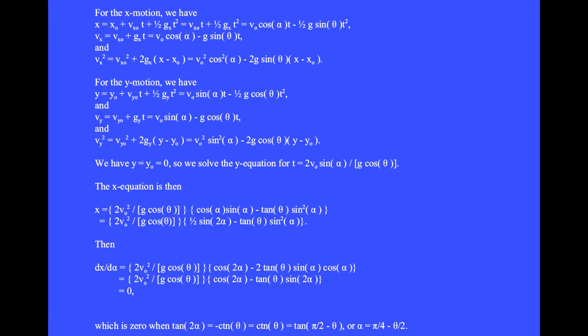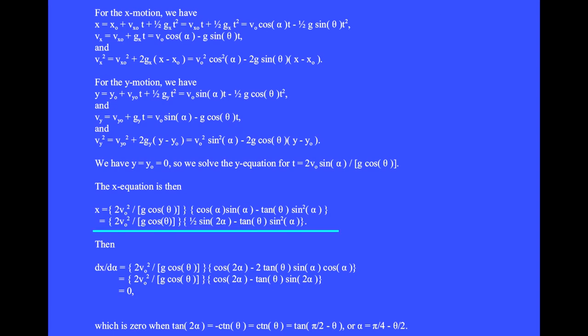So we'll instead get time t from the y motion. Putting y equals y 0 equals 0 and canceling a t, this equation gives t equals 2v 0 sine alpha divided by g cosine theta. We put this into the x equation to get this. Replace cosine alpha sine alpha with 1 half sine 2 alpha.